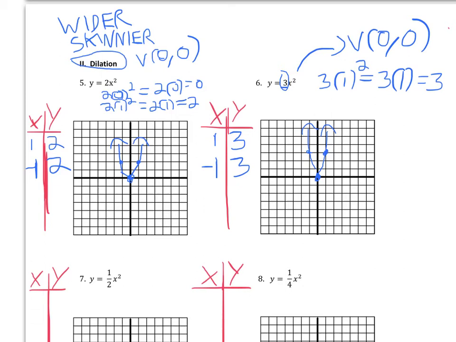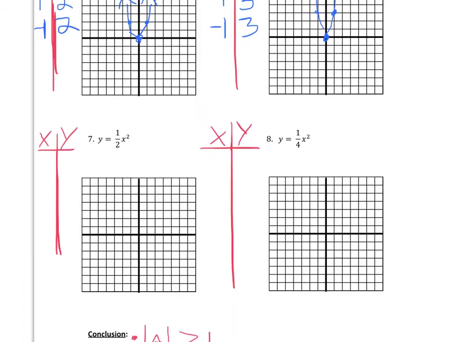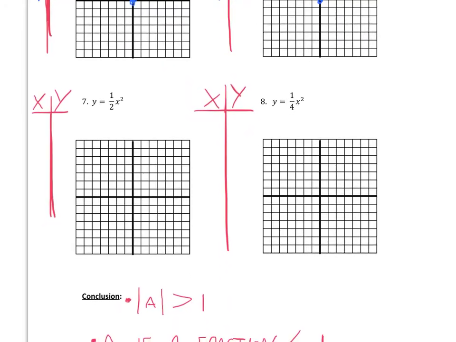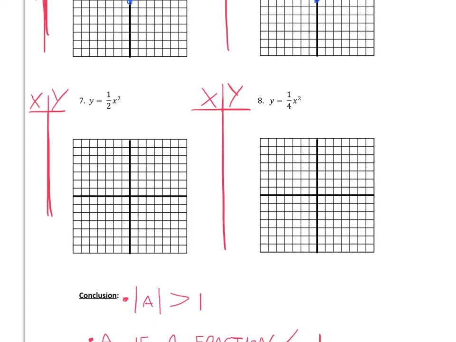Now let's look at the opposite. Let's look at 7 and 8. 7 and 8, now the coefficients for x squared are smaller and they're fractions. So I'm just going to go right here. Vertex is 0, 0. So there it is, 0, 0. I'm going to plug same thing in, 1 and negative 1. So when I plug in 1, I have 1/2 times 1 squared. 1 squared is 1, and 1/2 times 1 is 1/2. So I get 1/2.